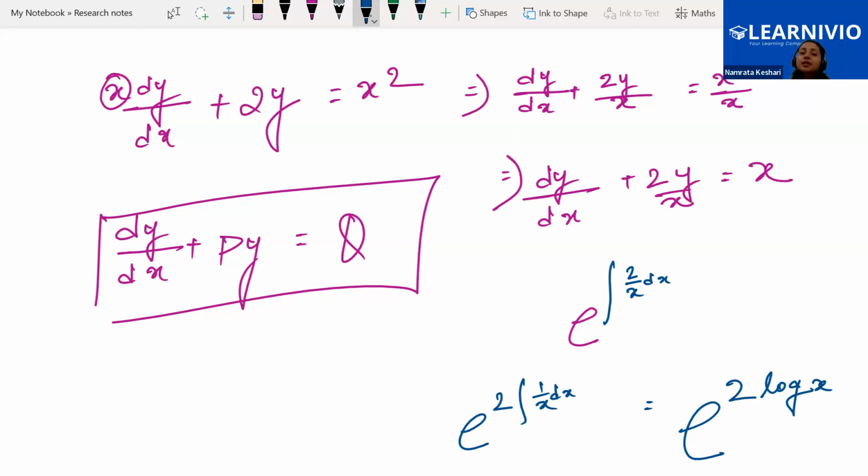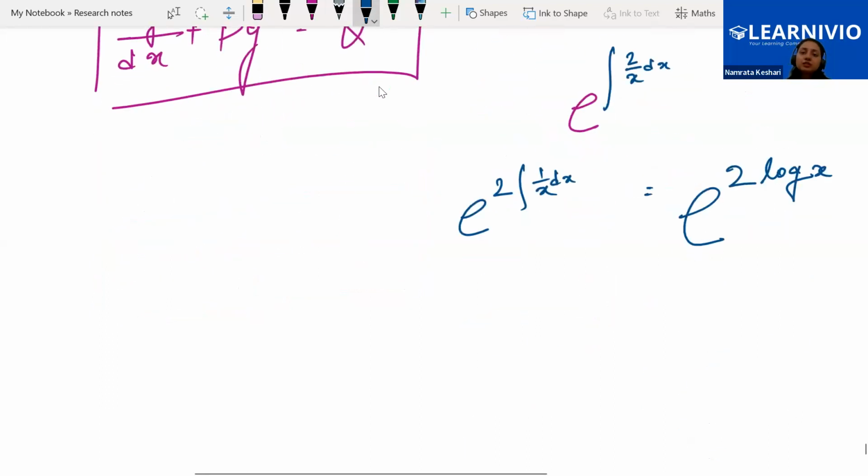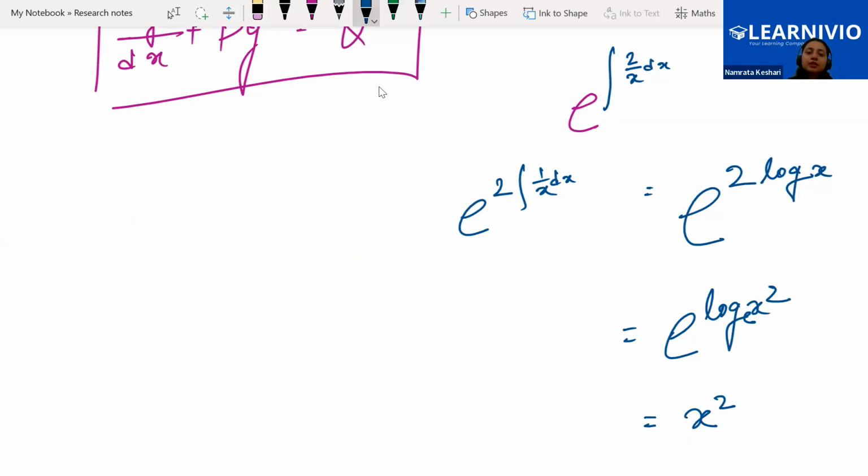Now every day I'm writing the properties. Have you learned the property of logarithm, that this front part can go in the power of x? Do you know that? Yes, ma'am. Now e to the power log e is nothing but just 1. Okay, so x square is the integrating factor over here.